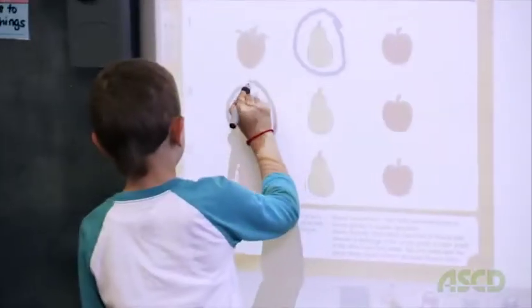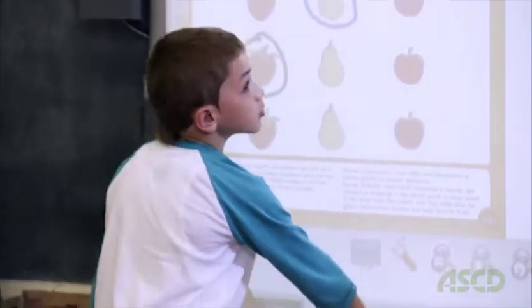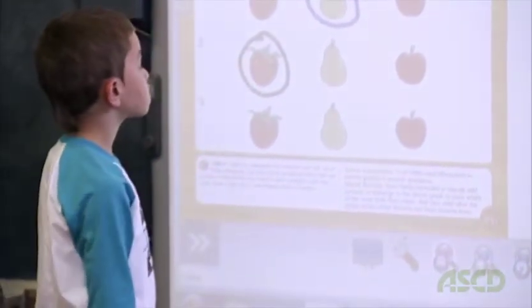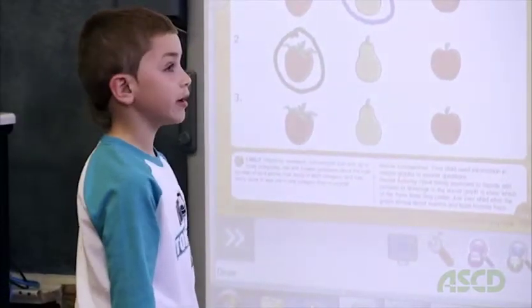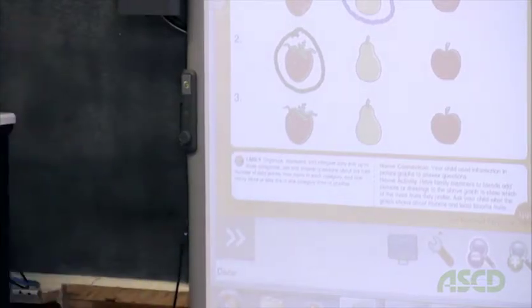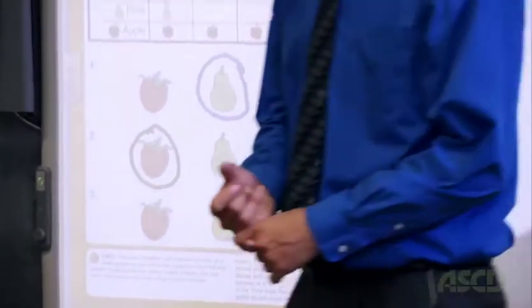Who thinks they know what that one is? Carlos, do you want to come up and circle it? You say the strawberry. How did you get that answer, Carlos? What did you do to solve this for the strawberry? So you just counted the strawberries. Nice job.